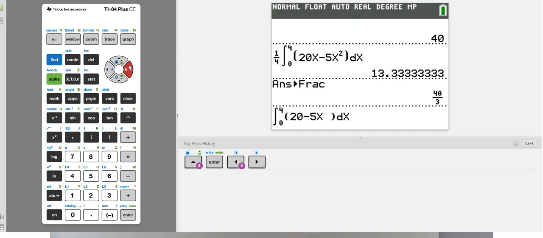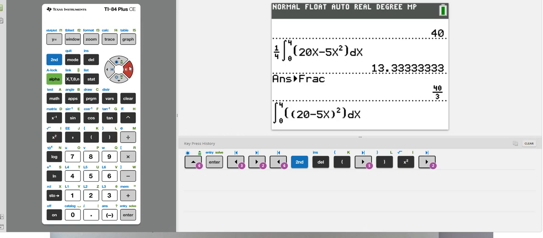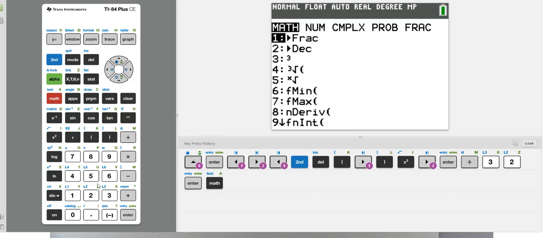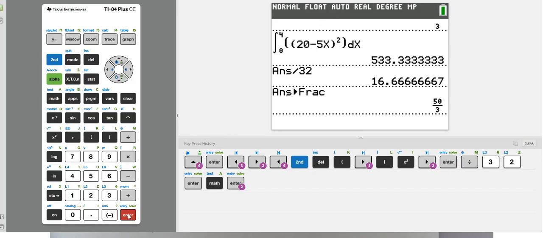No, I can't get away with that. All right, I need to put in a parenthesis here, and then another parenthesis here, and then square it. When I'm all done, I'm going to divide that by 32. So, divided by 32, and hit the math key, answer as a fraction: 50 over 3. Nice.